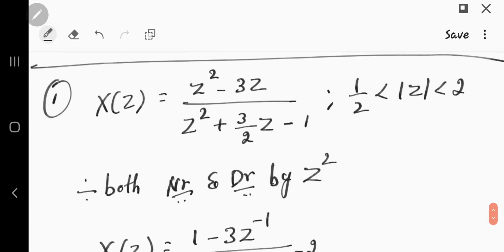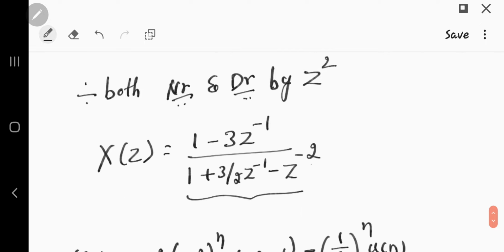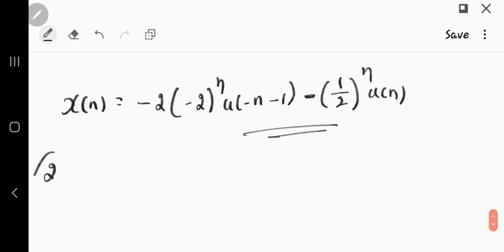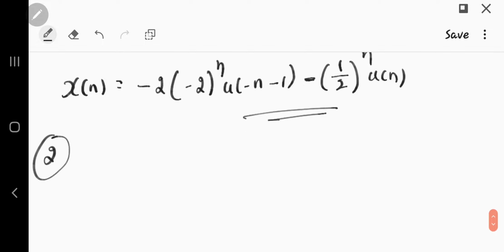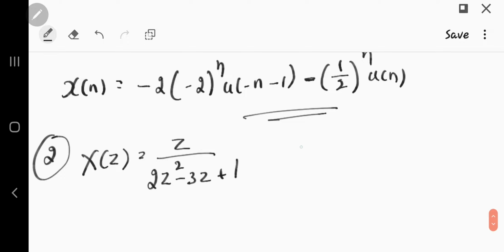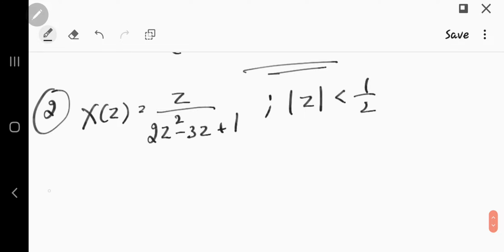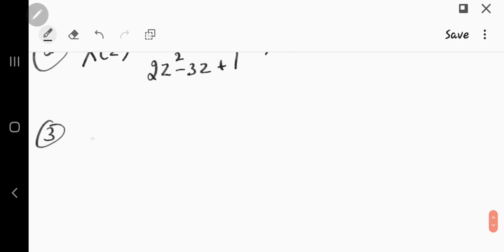Why? You can see this, we have z lying between 1 by 2 and 2, which is a two-sided sequence. So you can try this one, and I'll give you one more problem. You can apply this. Given x of z is equal to z divided by 2z square minus 3z plus 1, where the ROC is z less than 1 by 2, and I want you to try one more here.